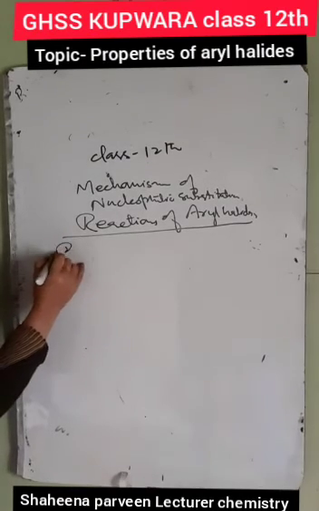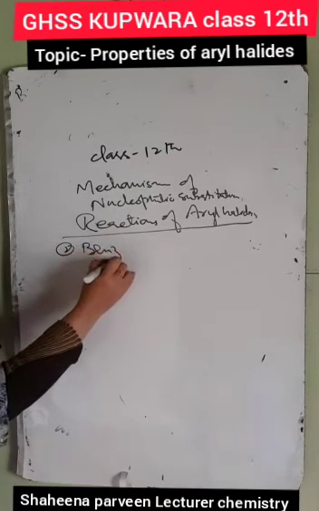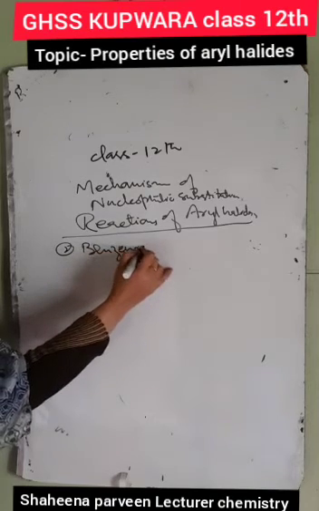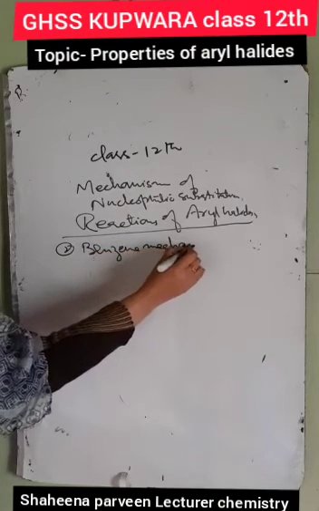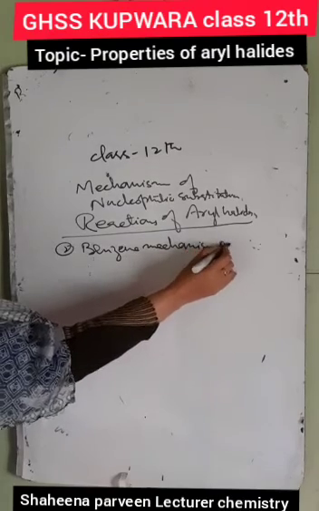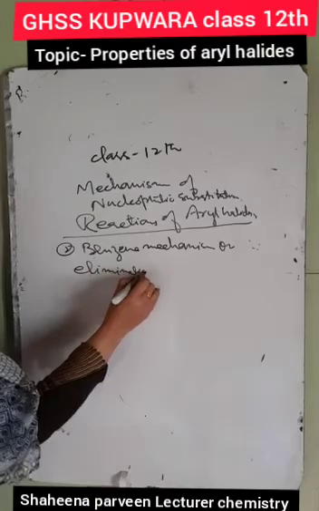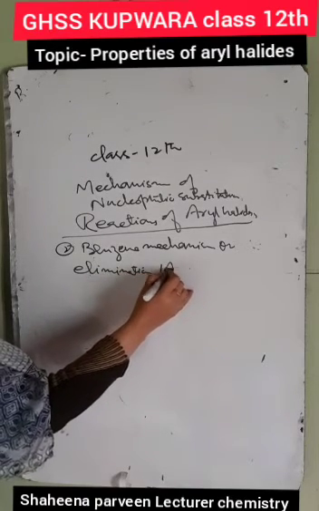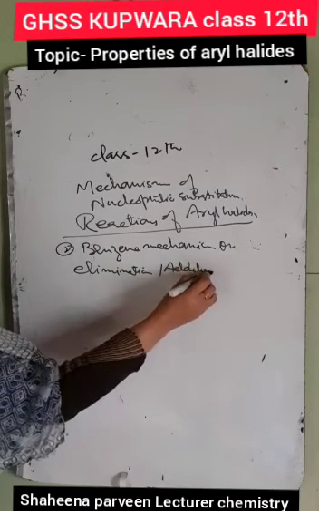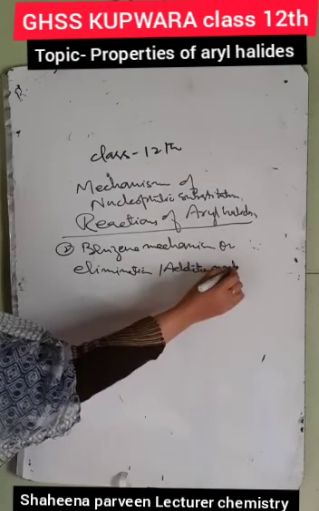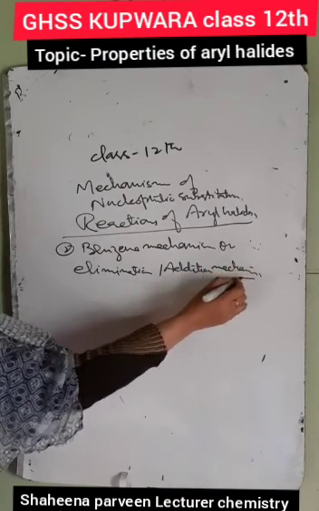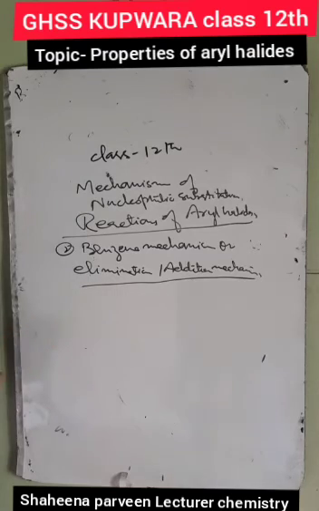Number second mechanism जो है that's called benzyne mechanism, or it's called elimination addition mechanism. इसमें क्या होता है कि पहले eliminate हो जाता है halogen atom from the aryl halide. Then in the second step the nucleophile gets added and it results in the formation of the substituted product.